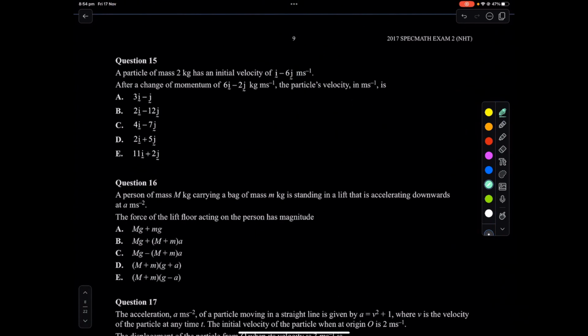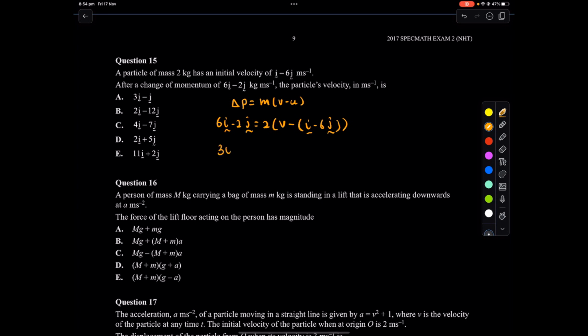Question 15. A particle of mass 2 kilogram has an initial velocity of this. After a change of momentum of this, the particle's velocity is what? So what's the final velocity? We know that the change in momentum is just m(v minus u). So the change in momentum, 6i minus 2j, is equal to your mass, which is 2, times your final velocity, which is what we're trying to find, minus your initial, which is i minus 6j.